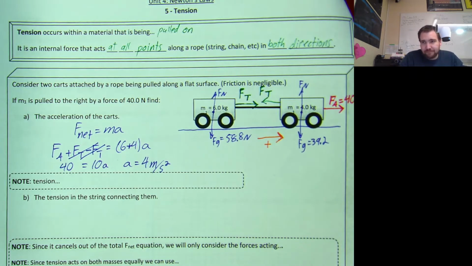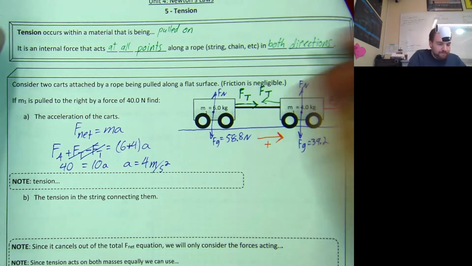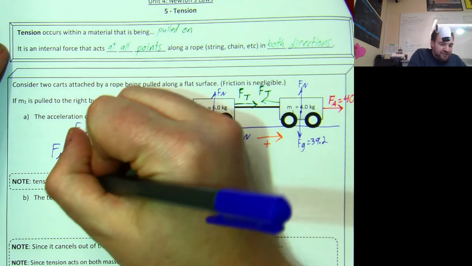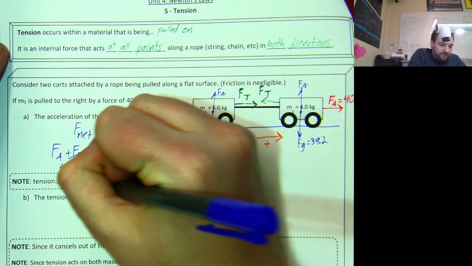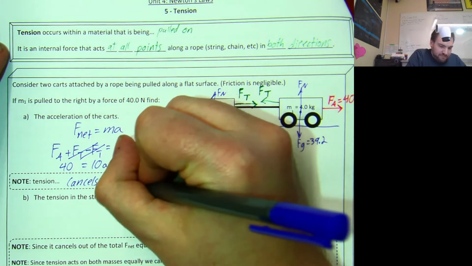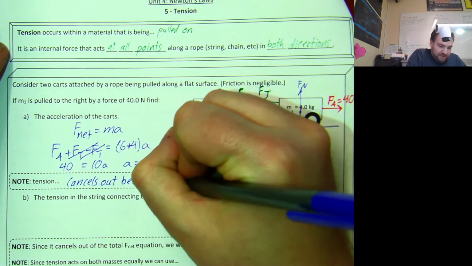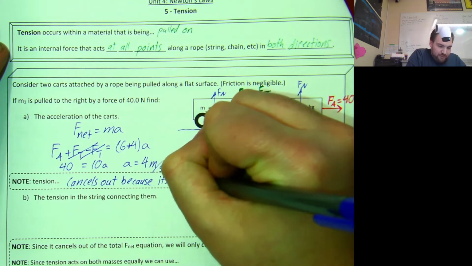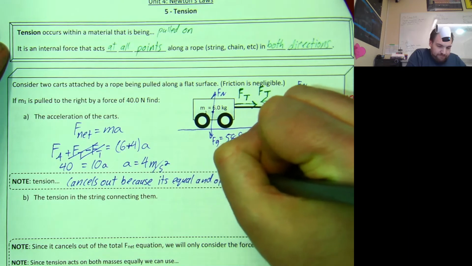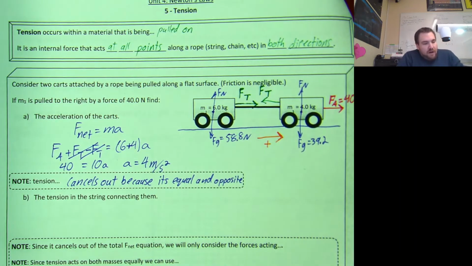Newtons, okay. Note here, you said it already, I'm going to write it down again. Tension cancels out. Does it always cancel out? Because it's equal and opposite. Almost always. When you're finding the acceleration, yes, it cancels out because we deal with this thing acting as a system.